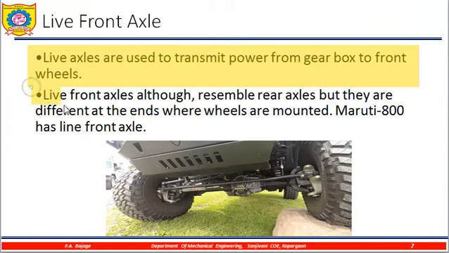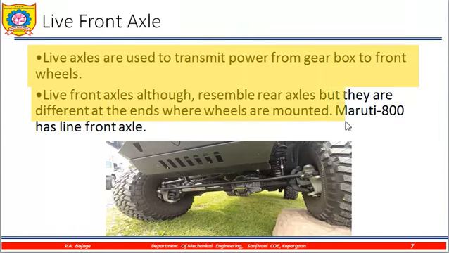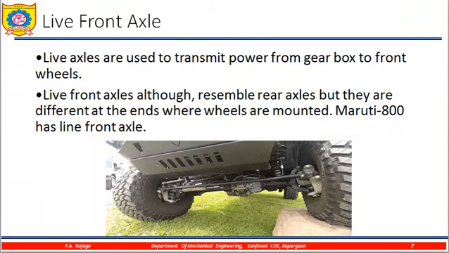So, live front axles although resemble rear axles, but they are different at the end where wheels are mounted. So, Maruti 800 is an example of live front axle. All the hatchback cars, Maruti Swift, Baleno, i10, Ertiga, all these are the live front axle cars. So, you can see this is the differential, this is the axle, this is the stub axle, steering mechanism, suspension, the disc brake and the wheels.